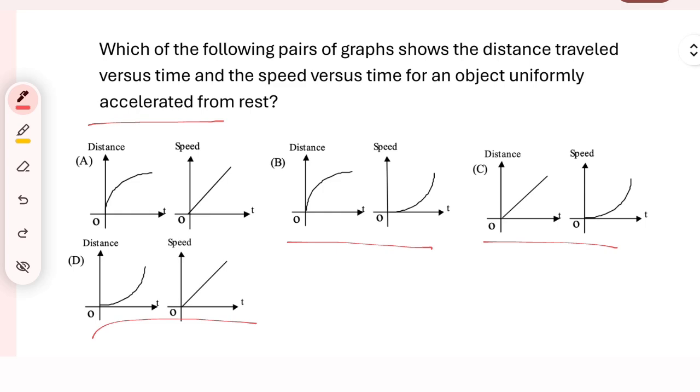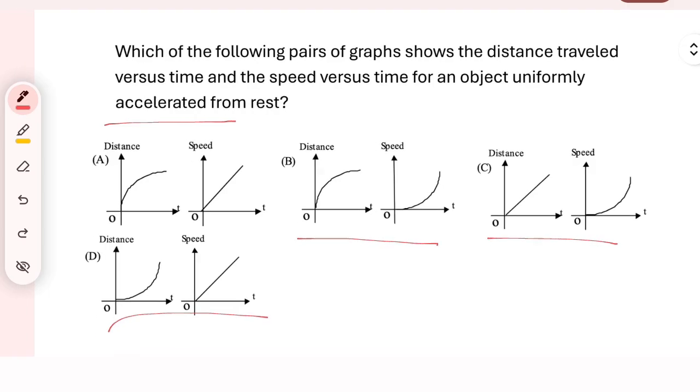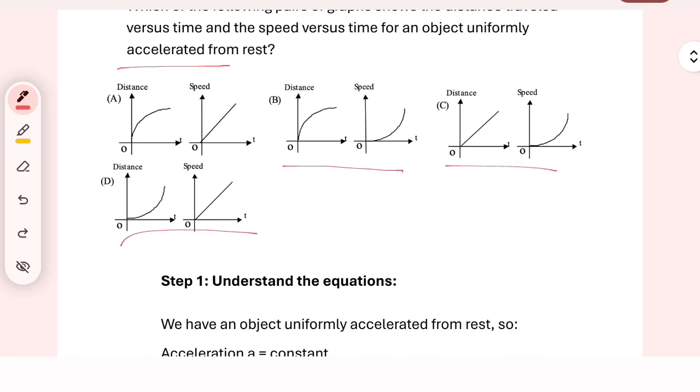Remember, the object is uniformly accelerated from rest. So it starts from zero. So maybe that would already give you a clue, right? Because it starts from zero. All right, let's analyze this one. What would be your step one?